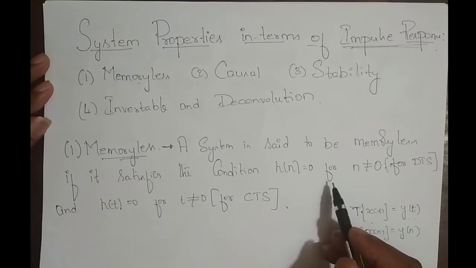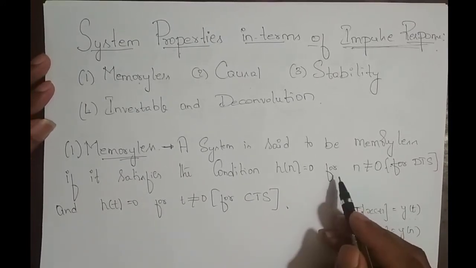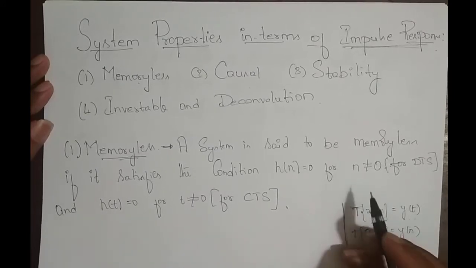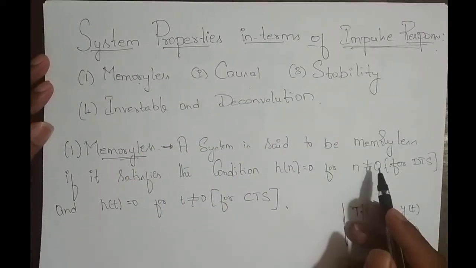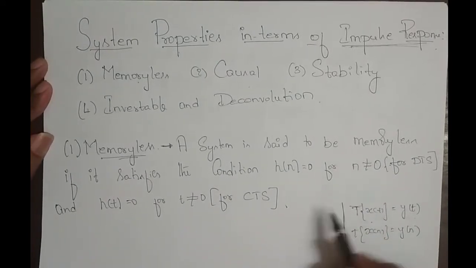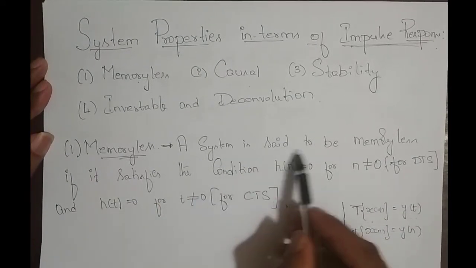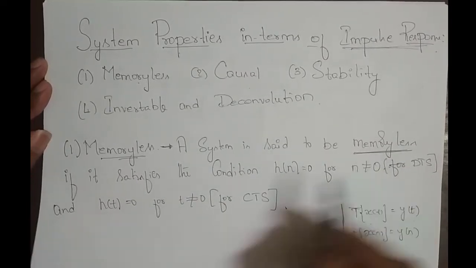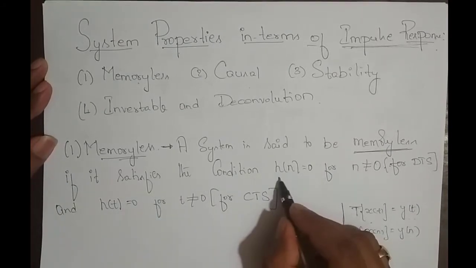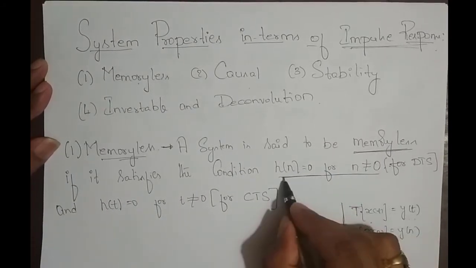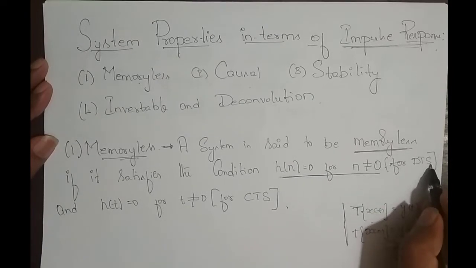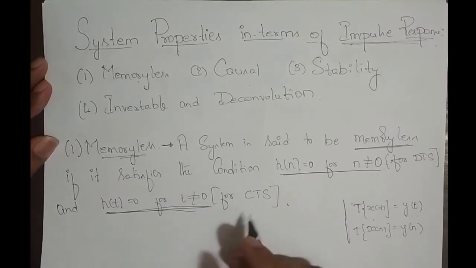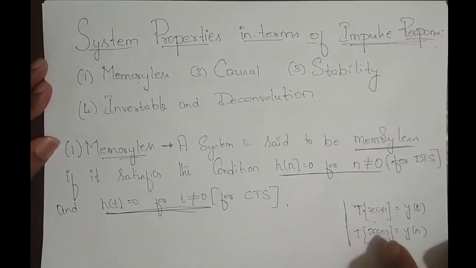Say I don't have input-output relationship, but instead I have system in terms of impulse response. In that case, I can check for system properties like memoryless, causal, stability. Okay. We shall discuss one by one. First is memoryless. A system is said to be memoryless if it satisfies the condition h of n is 0 for n not equal to 0, if the system is discrete time system. And h of t is equal to 0 for t not equal to 0 if it is a continuous time system.